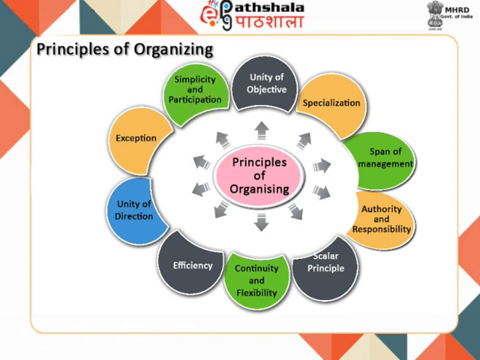11. Simplicity. It is related with levels in the organization. There should be a minimum number of levels to have better coordination and control. 12. Participation. Participative decision making must be encouraged, or the employees must be involved in decision making related to the work they have to do. The implementation will be easier in such a case and tasks would complete on time.